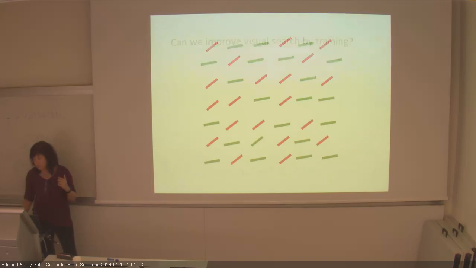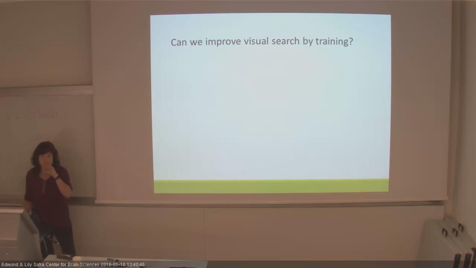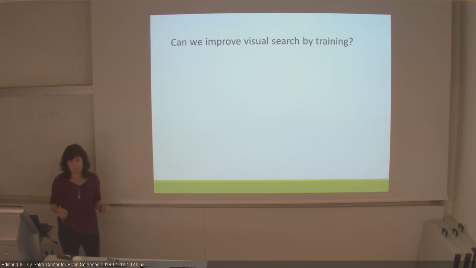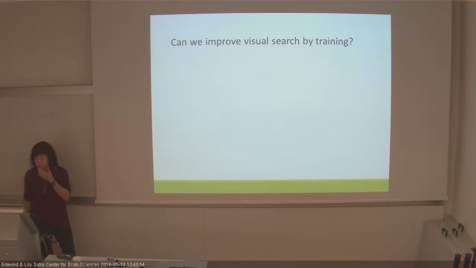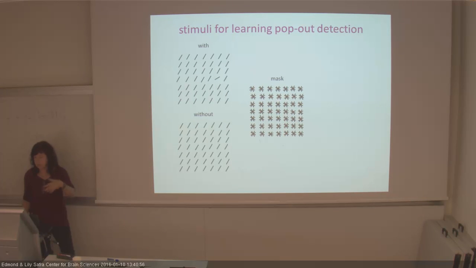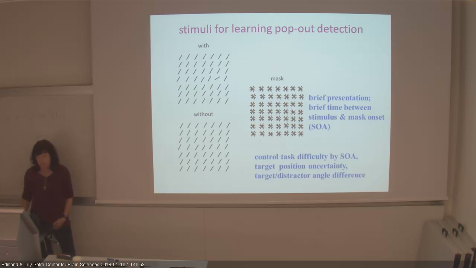So, now the question is, but we can improve when we train. How do we improve it? We do it many, many times in a challenging situation. We have very brief presentation, let's say, of orientation pop-out. Now the question is, suppose we improve. So how do we do it? We improve. Suppose we improve.